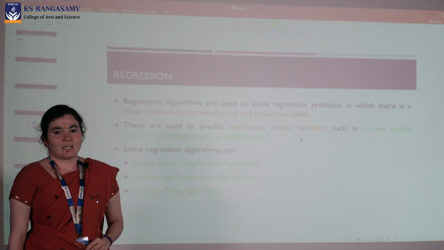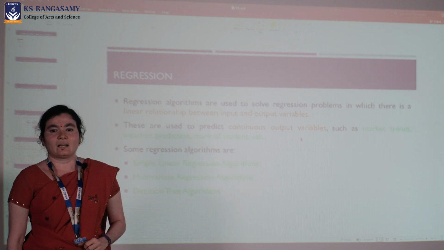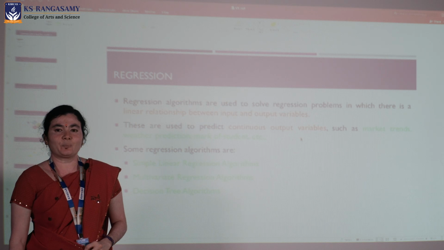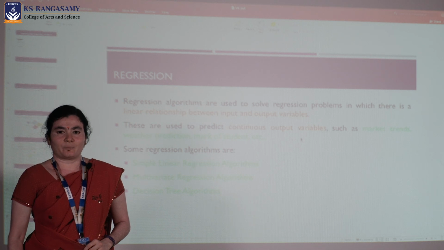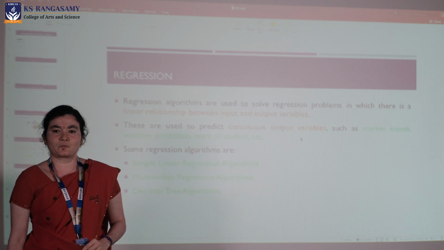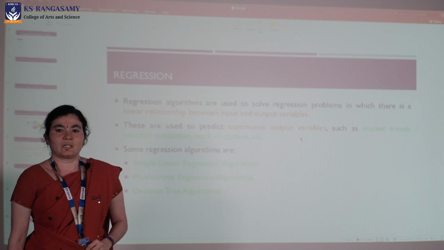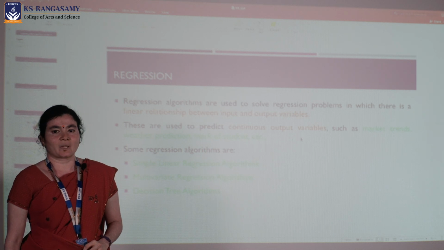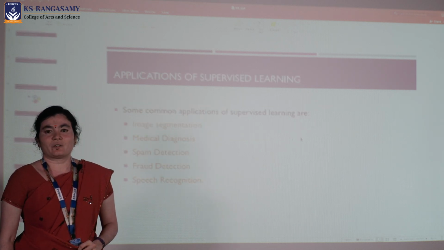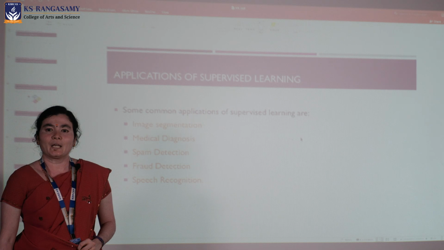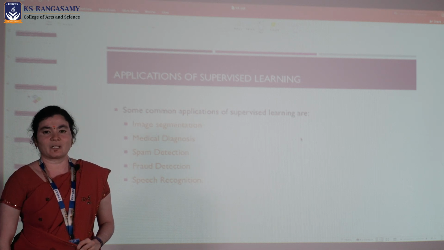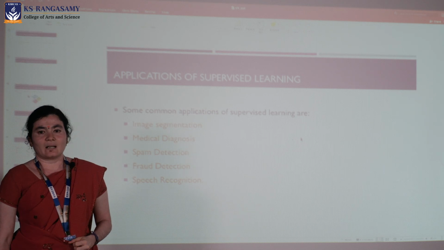Next slide. Regression. Regression is a linear relationship between input and output variables. Regression is used to predict the future, for example students' marks, weather conditions, etc. Some of the regression algorithms are simple linear regression algorithm, decision tree algorithm, and multivariate regression algorithm. Some common applications of supervised learning are speech recognition, fraud detection, spam detection, image segmentation, etc.